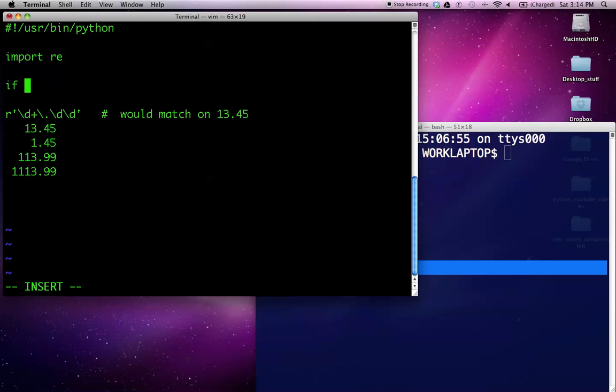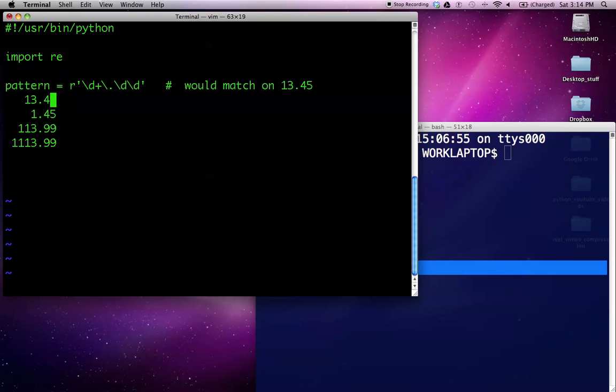We'll say, why don't we say once again, pattern equals, and we'll make it this.